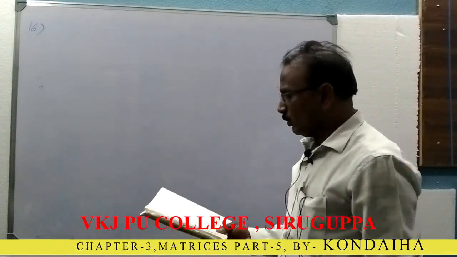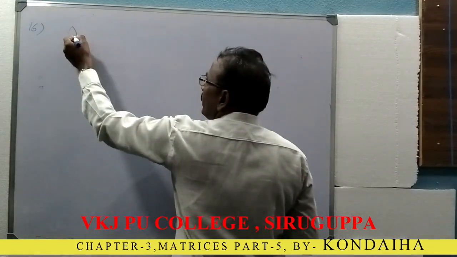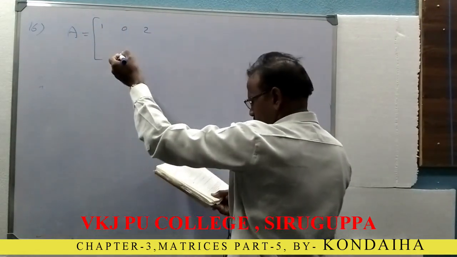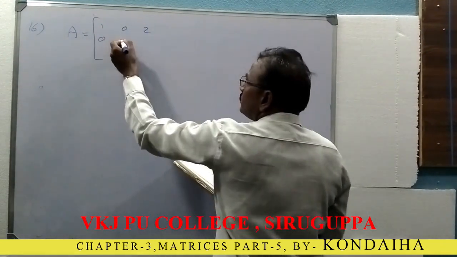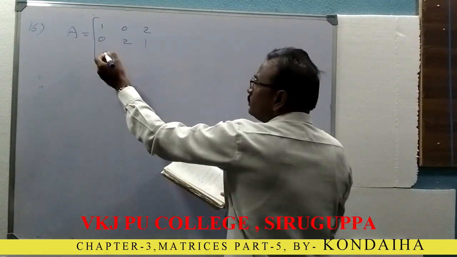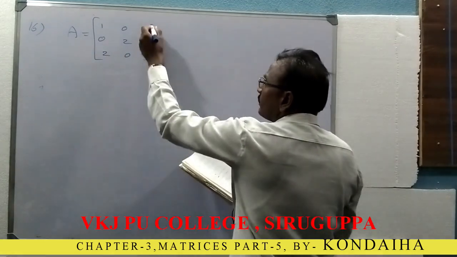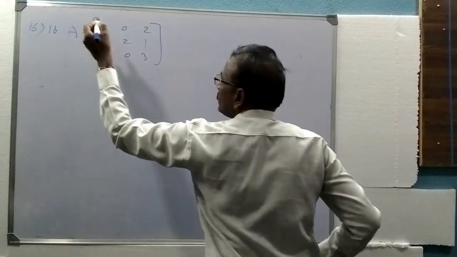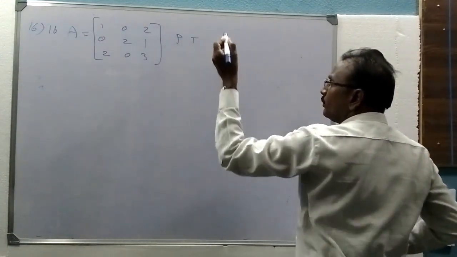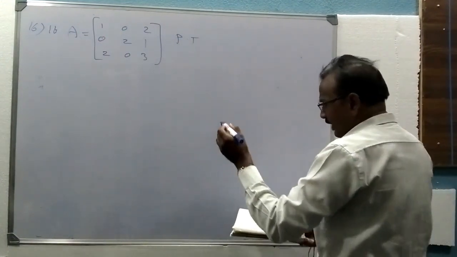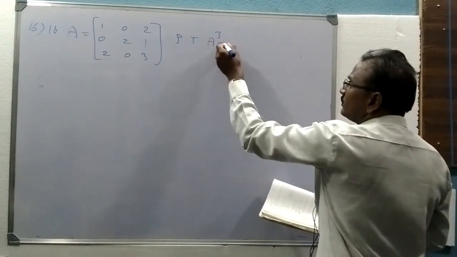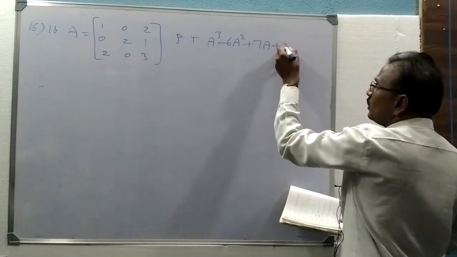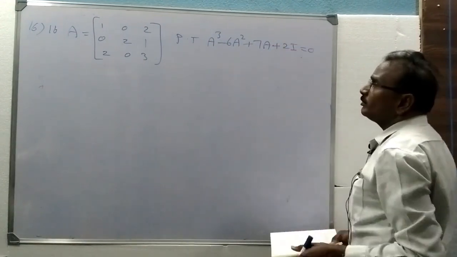If A is equal to, here given A is 1, 0, 2, 0, 2, 1, 2, 0, 3. Prove that A cube minus 6A square plus 7A plus 2I is equal to 0.